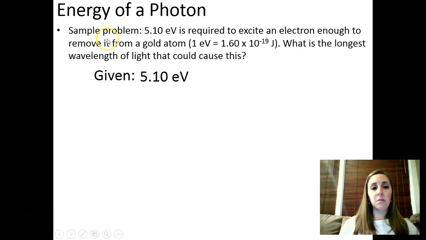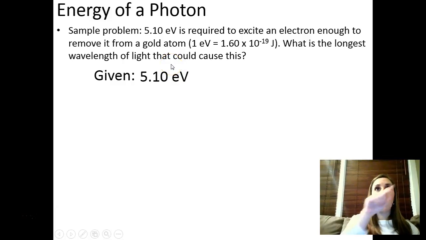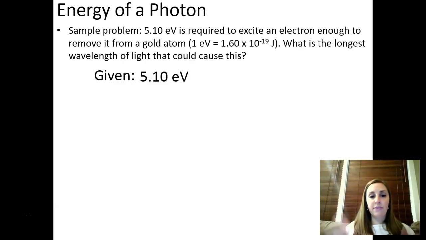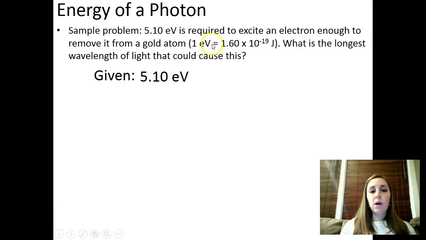We know we're talking about 1.5 electron volts. That's what's required. We want to know if that photon has 5.1 electron volts, how long could the wavelength be? Well, we also have this.